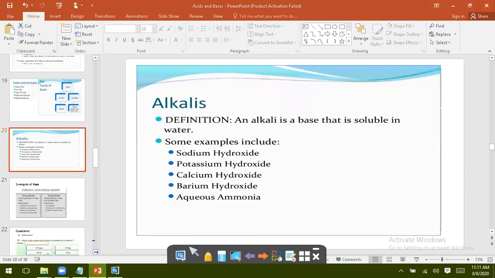Okay, definitions. Definition of an alkali. An alkali is a base that is soluble in water. All alkalis are bases, but not all bases are alkalis. Some examples of alkalis are sodium hydroxide and potassium hydroxide. Any base that is in water is known as an alkali.